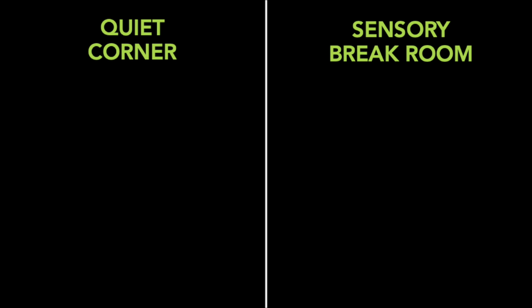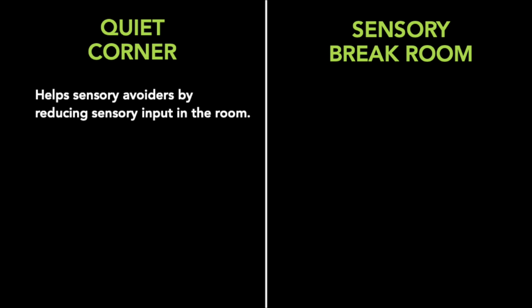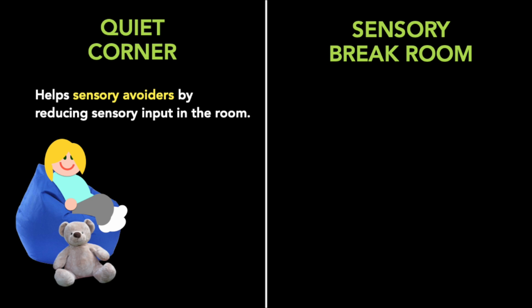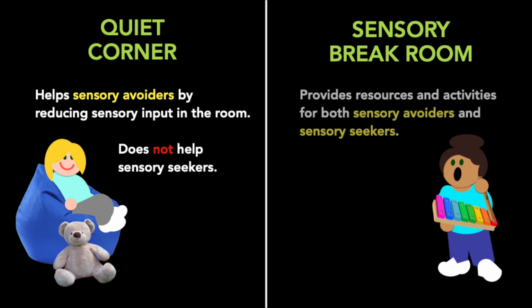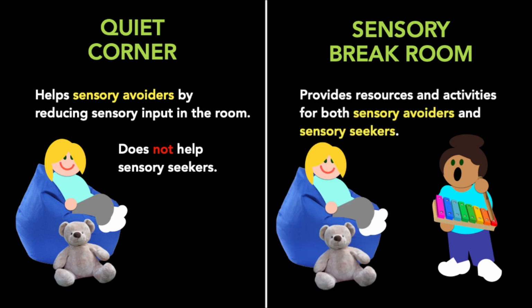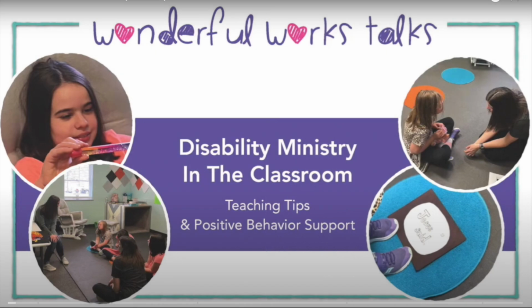This is because a quiet corner only provides the right environment for students who are trying to avoid sensory input. You know, those who want to chill. But it does not provide the right environment for students who are seeking sensory input. You know, those who like to move around and explore their senses. Both of these sensory needs are often very important for students with developmental disabilities, especially autism. Therefore, if your goal is to provide a break area for these students, then a quiet corner may not be what you're looking for. But you can check out these Wonderful Works videos to learn more about what may help instead.